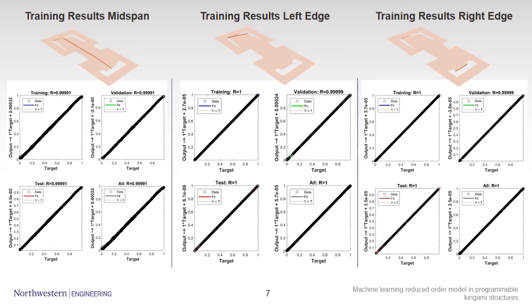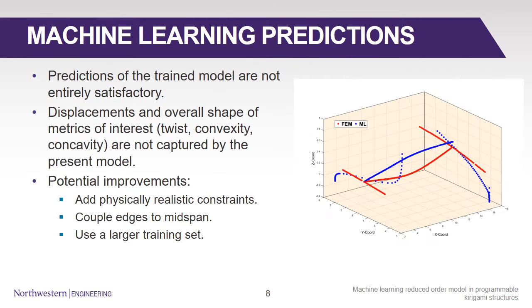So the result at this moment is not that promising because of several reasons. First reason is we have to add some more physical constraints as an optimizer to the neural network. Also, we have to couple the edges of right and left to the middle, and also we need to use a larger training set. We have used a training set of 60 simulations, which took us about 2 weeks to prepare.